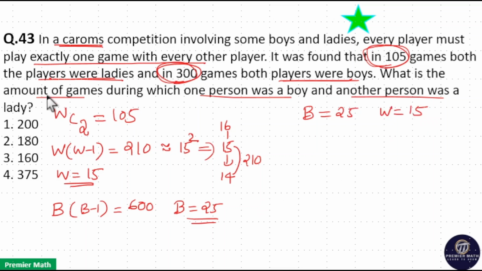Now, the number of games played by one boy and one woman is equal to 25C1 into 15C1. That is, take one player from these 25 boys, which is 25, and take one player from these 15 women, which gives the number of games played by one boy and one woman, which is equal to 25 into 15, 375. So option 4 is your answer. 25C1 is 25, 15C1 is 15.